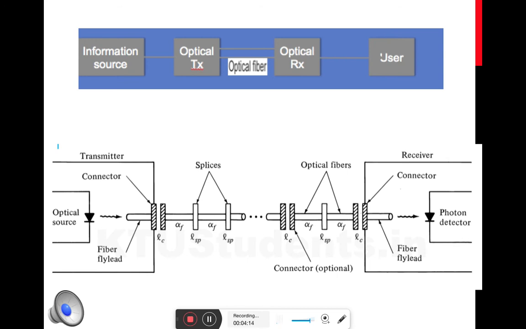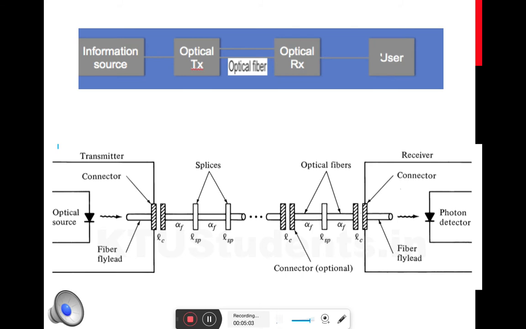The second diagram you can see is an actual form of a communication system, showing how the connections are done. The information source or the optical source, from an LED or a laser, is coupled to an optical fiber using a fiber flight. From the fiber flight, we have connectors connecting the fiber, and from the fiber we have splicing. What is the process of splicing? When the information has to be transmitted a long distance, consider from Trivandrum to Delhi, we cannot lay a single optical fiber. We have to lay multiple optical fibers, and connecting these multiple optical fibers is known as splicing. There is a loss associated with the splicing process.